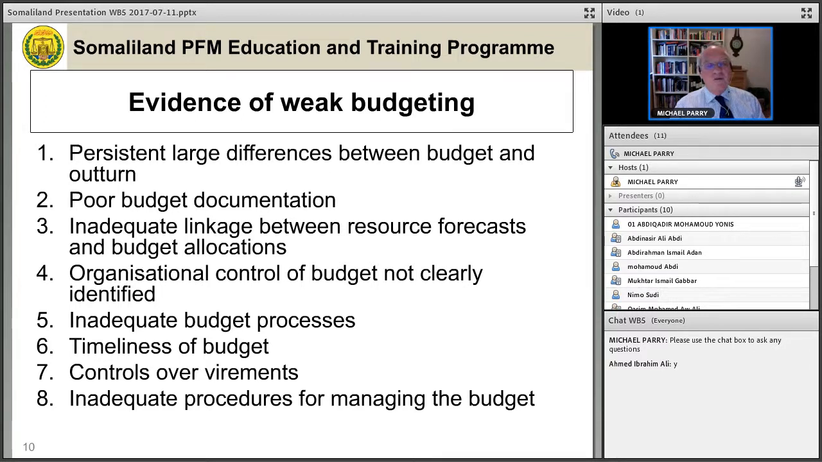Seven, control over virements, we've talked about these in Workbook 4. There must be some controls. You just can't keep moving money around as you want to. There must be limits on how much can be moved, what types of movements, who can authorise it. And that again leads to eight, inadequate procedures for managing the budget, which would be a major weakness of the budget process. So those are all things that you can see, and have a look at what happens in Somaliland. I'd like to be able to say that in Somaliland the budget process is strong and none of those things happen, but it's not something that we have as yet studied.